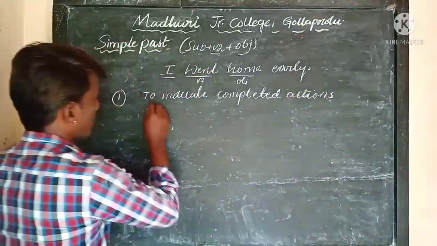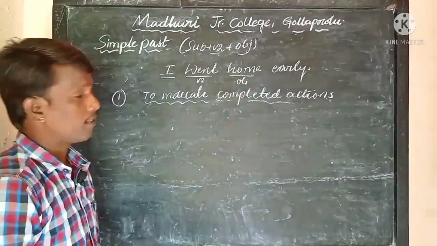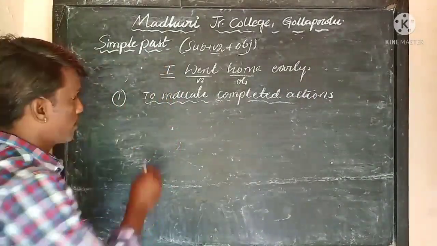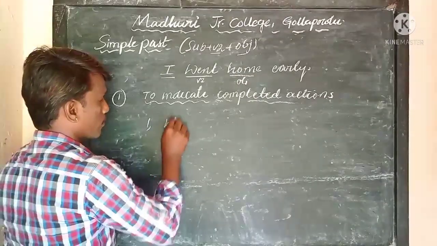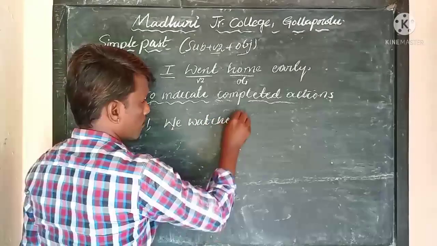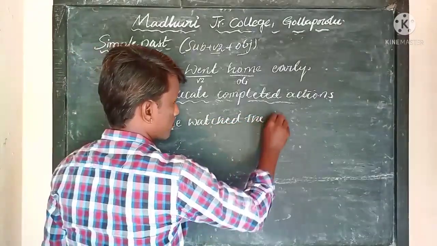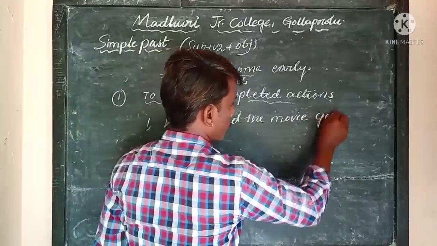Completed actions can be written in simple past tense. For example, the very first example is we watched the movie yesterday.